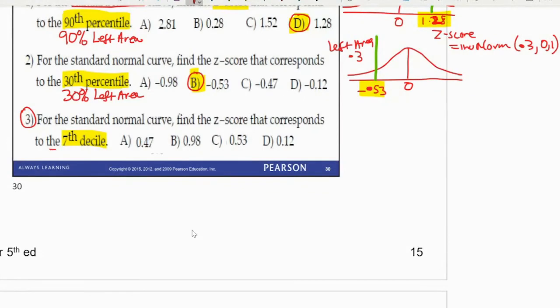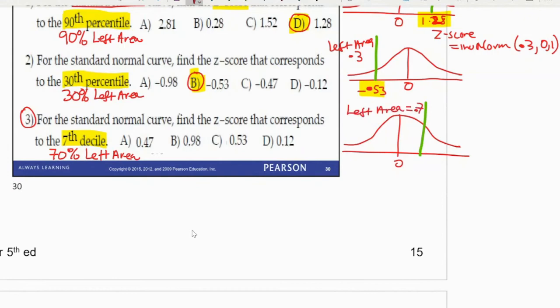Absolutely correct. So this is 70% left area, or 70th percentile left area. When we draw the curve, and this is the middle, we want a line that will represent 70% left area and then 30% right area. So that line should come after 0, right? Because there should be more on the left side than on the right side. So this is 70%, so left area is 0.7.